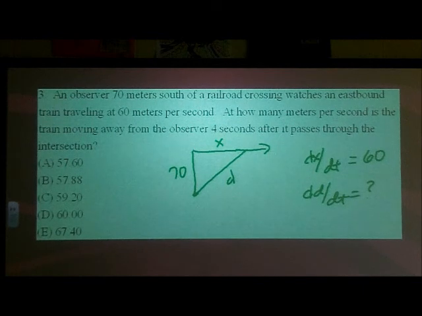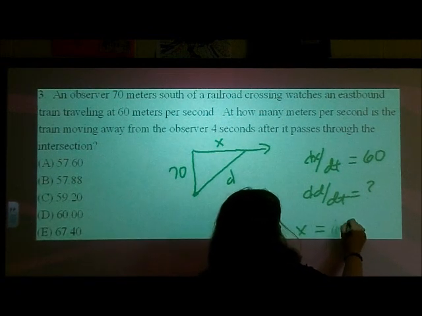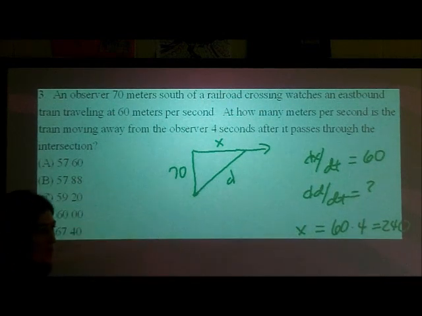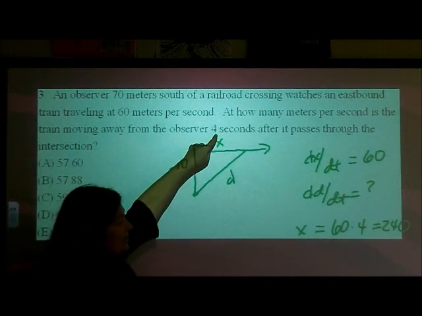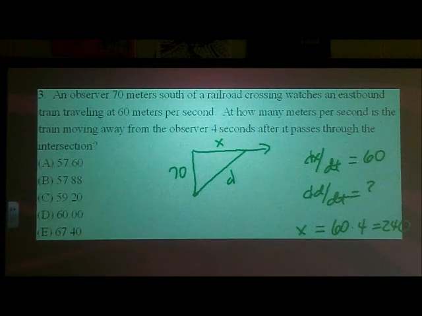Yep. There's multiple choice. The only thing that's hard about this one is that it would be easy to put in 4 for x, but it's not 4. It's after 4 seconds. So really, what is the value of x? It's 240. He's going at 60 meters per second for 4 seconds, so you're at 240. That's the hardest part about this problem. Meters per second after 4 seconds. So it's 240.